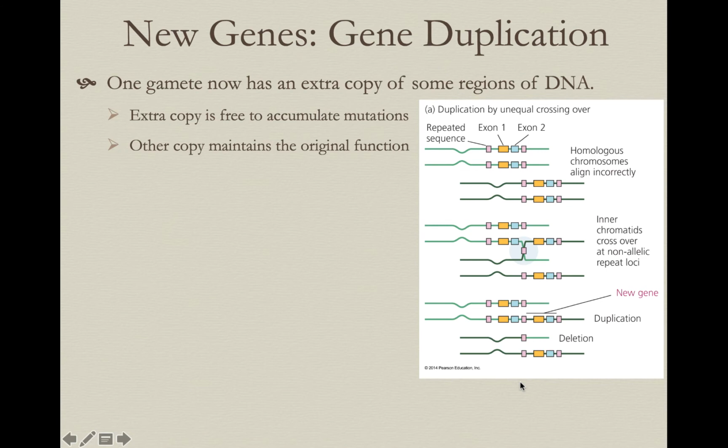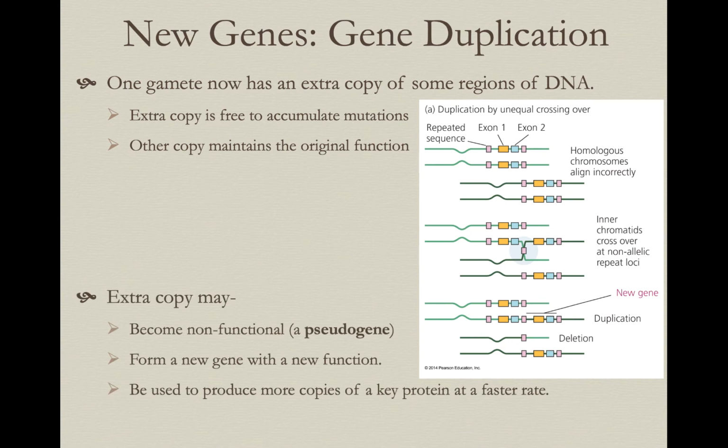Well, this gamete that has extra regions of DNA, one copy could be free to accumulate mutations. If the other one maintains the original function, this can be thought of as being kind of experimental DNA. And the ultimate result of this could be that the extra copy becomes non-functional. If it accumulates mutations, say a stop codon in the wrong place or any kind of nonsense mutation, it becomes a non-functional gene, and we would call this a pseudogene. Its ancestry was from a functional gene, but now it has accumulated mutations that make it no longer functional. So that's what a pseudogene is.